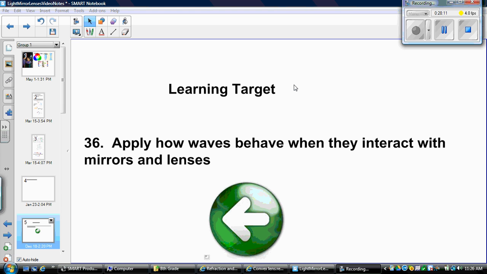Okay, so hopefully after the presentation, you'll have a better idea of how light waves interact with mirrors and lenses. Remember, mirrors reflect. Lenses refract. And depending on whether it's concave or convex, that's going to determine what type of image you're going to see. You're going to get a lot of practice drawing the incoming rays and the reflecting rays, and drawing where those rays intersect and drawing the image.